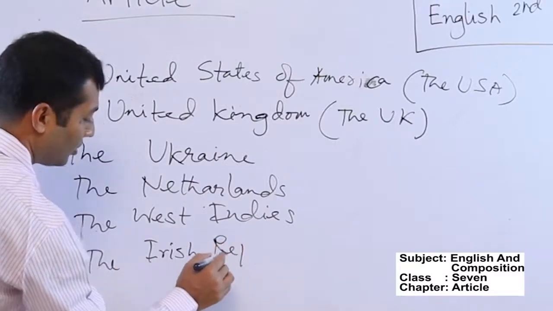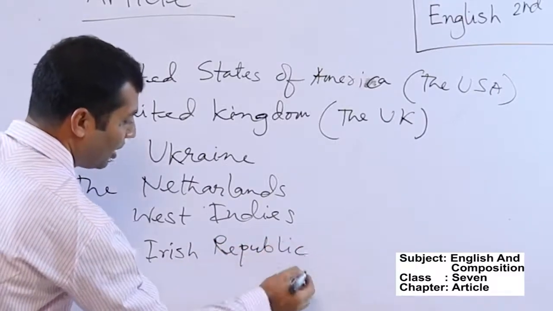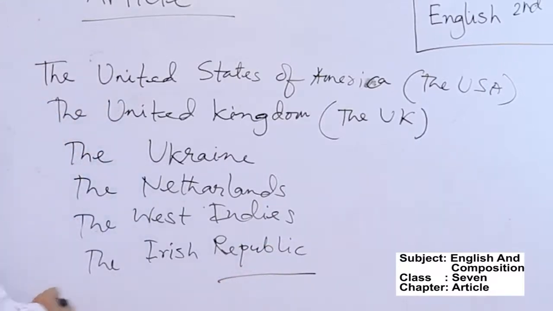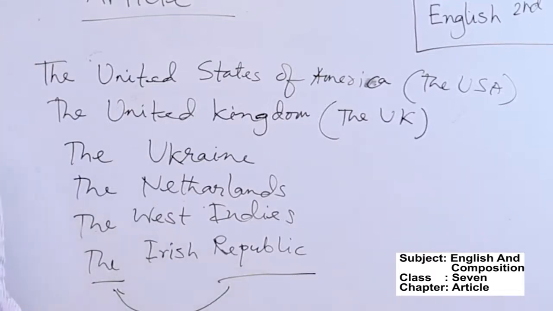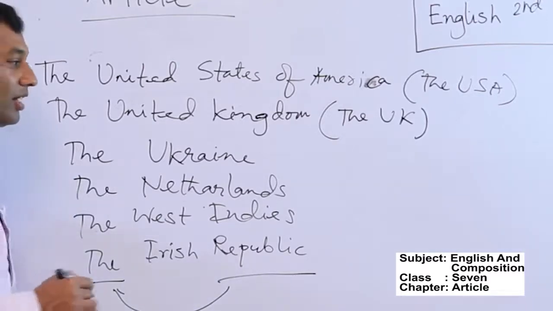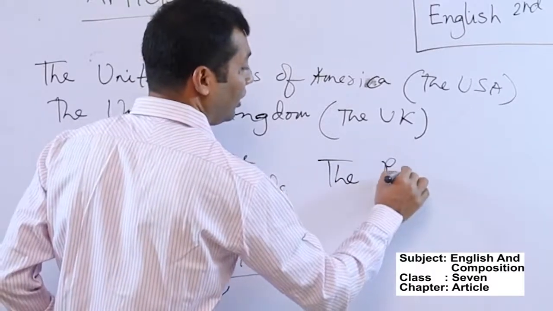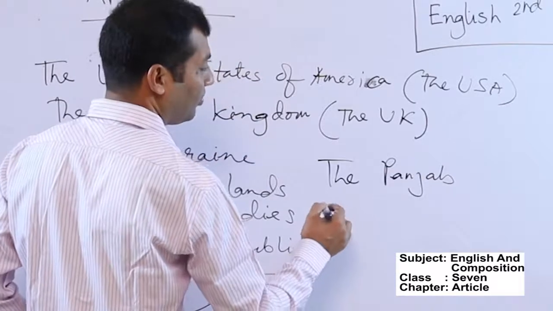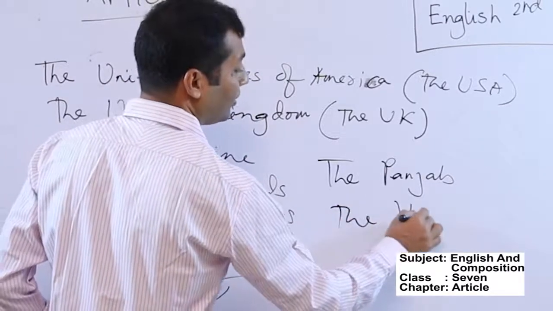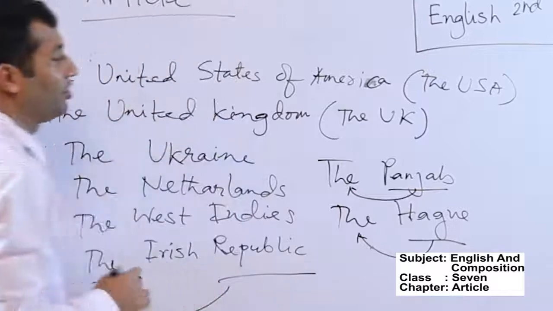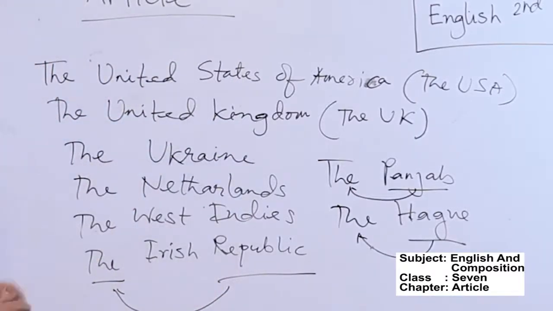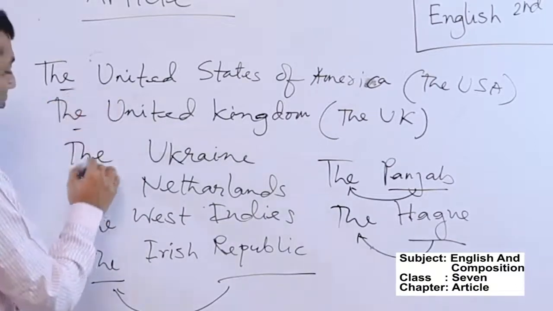Here, if you see the word republic with any country, you must use the article the before it. So there are some other countries like the Maldives. Similarly, you have to use the article the before them. And there are two other places, the Punjab and the Hague. These two places also take the article the before them. So these are some common countries which take the article the before them.